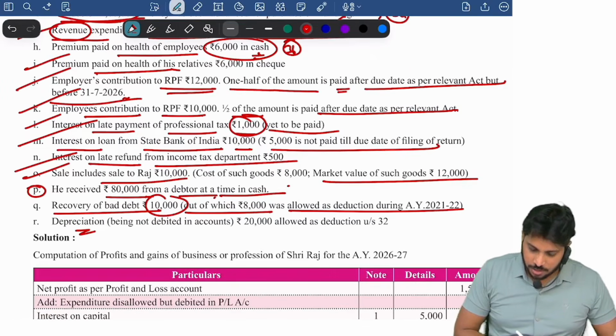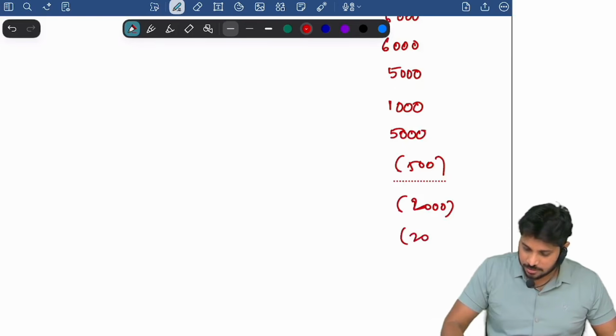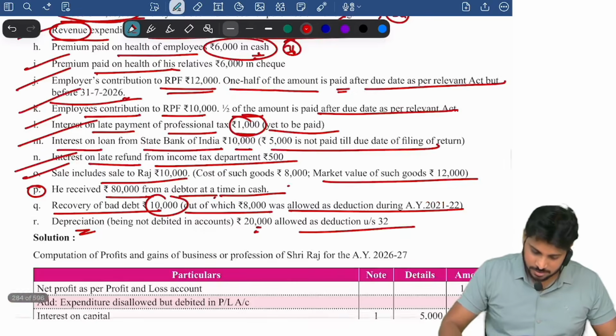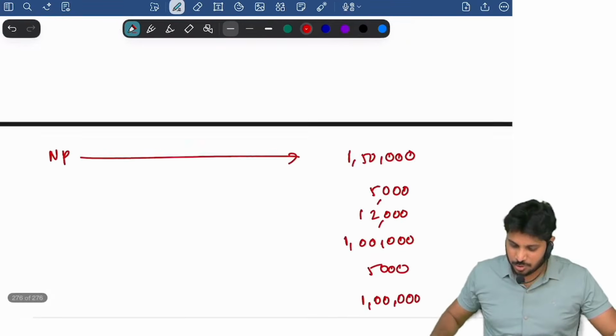Depreciation not being debited in books of accounts 20,000 allowed as deduction. It is not debited in accounts. Okay, now I will claim it 20,000. Correct? Am I right? That's it. Compute income PGBP. Very vague. Some 2 or 3 adjustments were very vague.